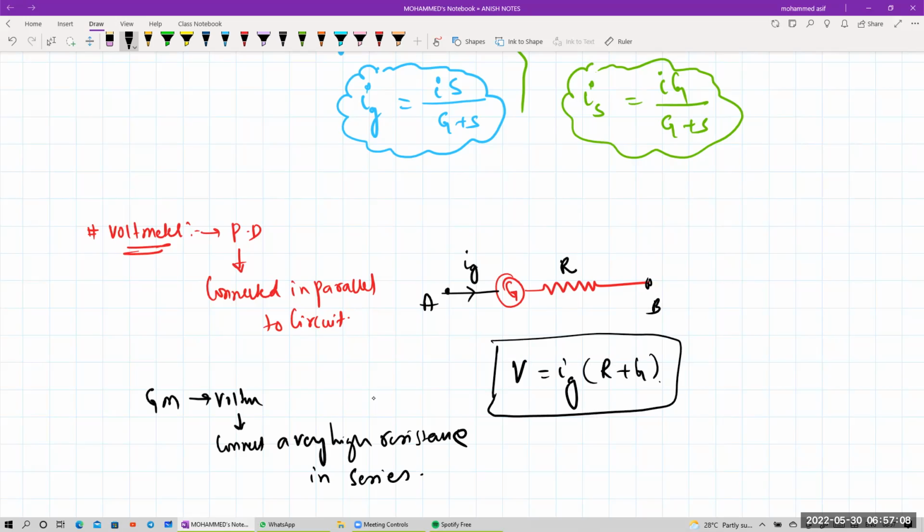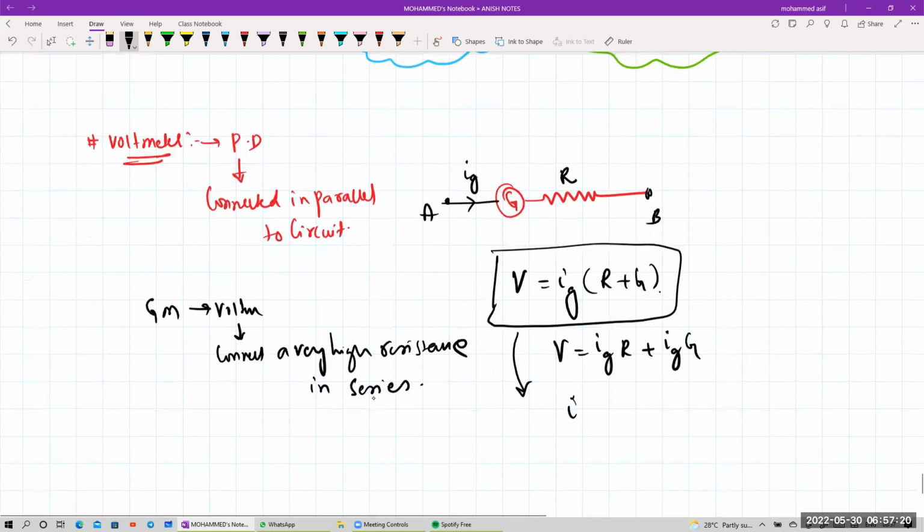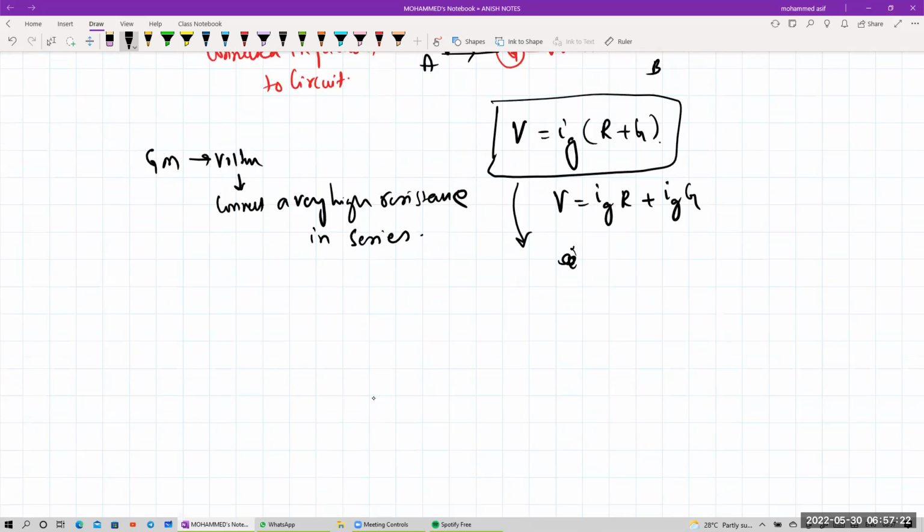Now if I need the value of Ig, what I can write is V is equal to Ig into R plus Ig into G. Depending upon it, if I need the value of Ig, I can even write this as V by Ig is equal to R plus G.